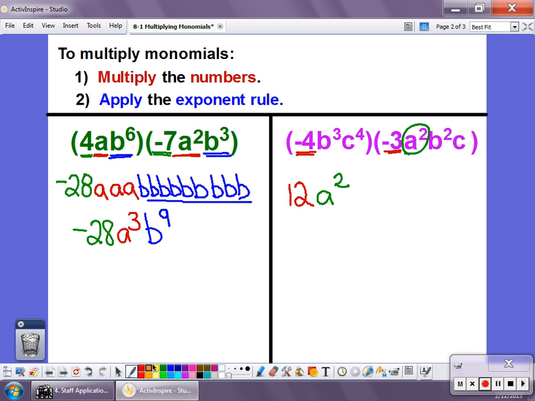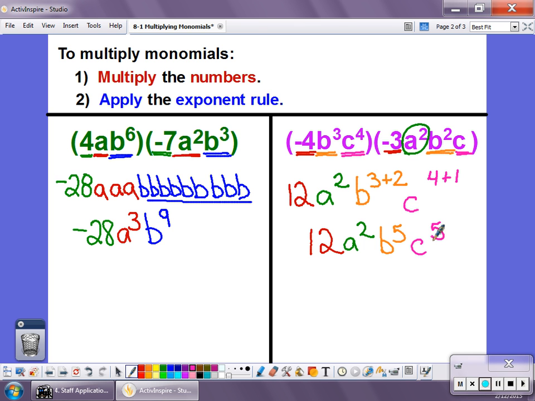Next, I'm going to look at my b's. This monomial has b to the third. This monomial has b to the second, so my rule says I add those two exponents together. And then in my last term, I have c to the fourth. Over here, I have just 1 c. So again, I'm going to add those exponents together, c to the fourth to the 1. And my final answer would be 12 a squared, b to the fifth, c to the fifth.